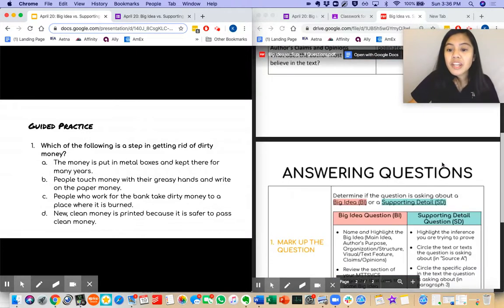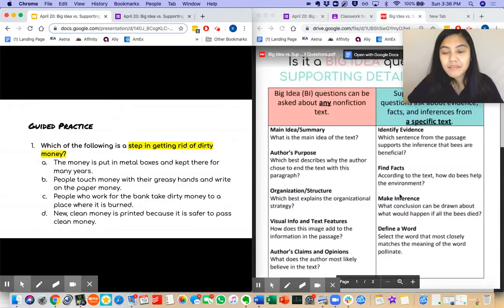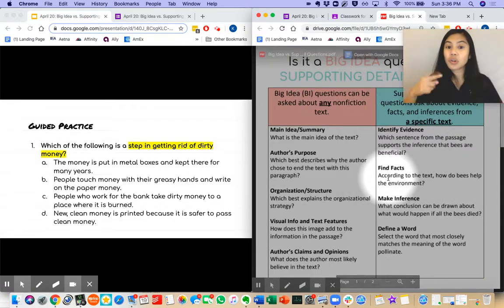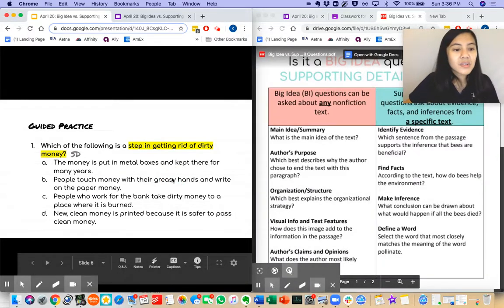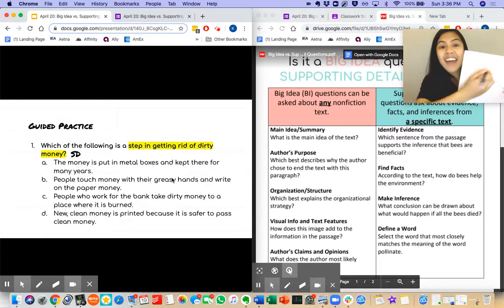When I mark up my questions, I need to highlight the inference that I'm trying to prove. In this case, I'm looking for a step in getting rid of dirty money. Since it's telling me to go back and find a step in getting rid of dirty money, and I know that's right in the text, I think that this is a finding facts question. I just have to go back in the text and look for the answers. So again, this is an SD question. Friends, if you need to, go ahead and pause your video and write 1 SD.